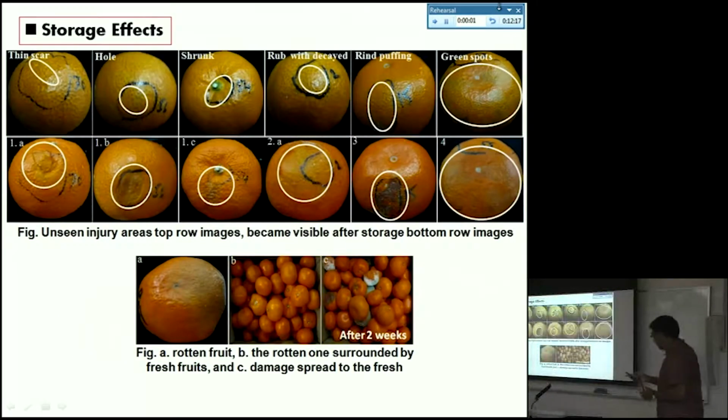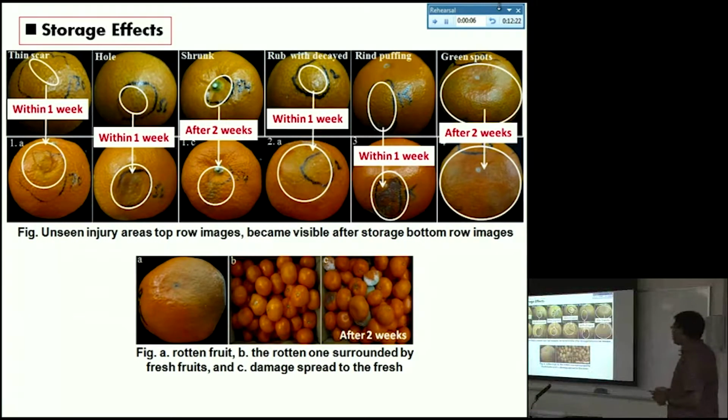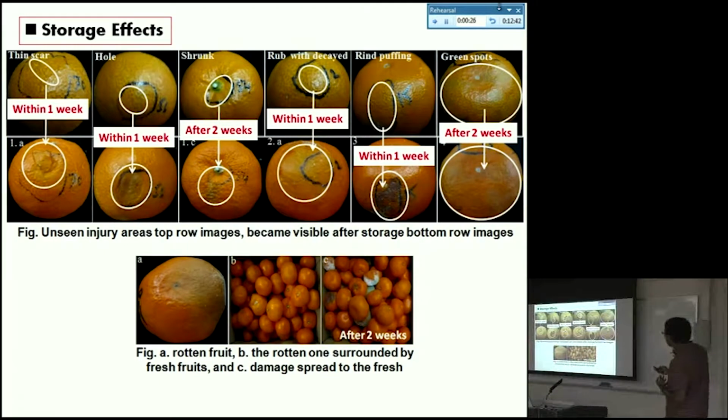And then we checked the same fruit. We checked the significance of these fluorescence types for fruit quality. We see that the thin scale and hole, after 1 week, become rotten, and the injured area became more visible, and the fruit is totally rotten. And for shrunk, after 2 weeks, we see the affected area become visible.